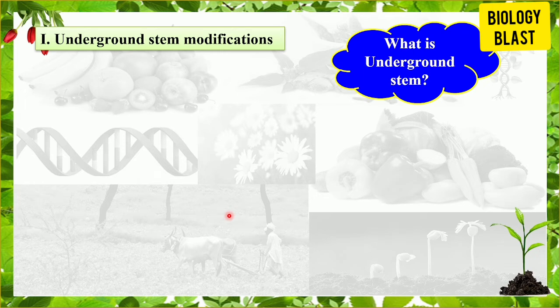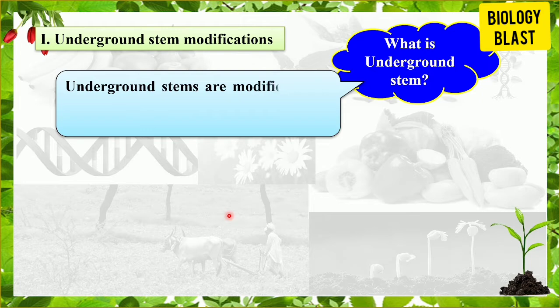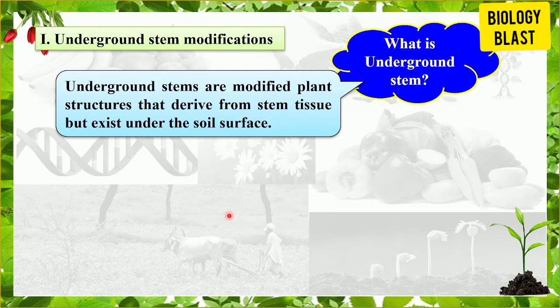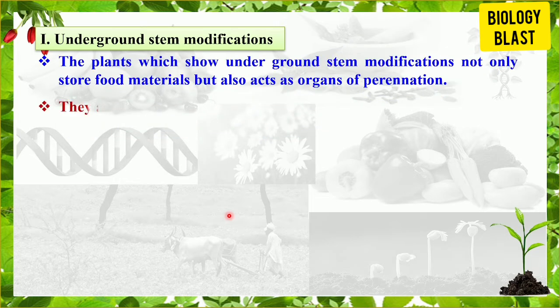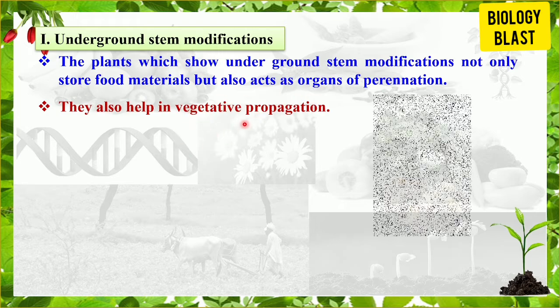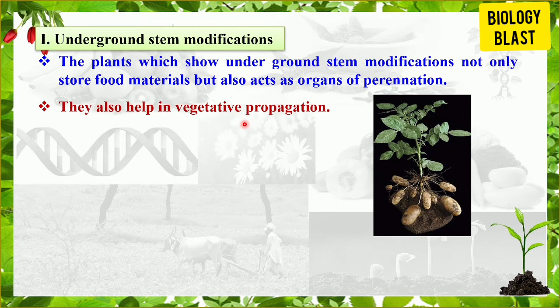What is an underground stem? Underground stems are modified plant structures that derive from stem tissue but exist under the soil surface. The plants which show underground stem modification not only store food material but also act as organs of perennation. They also help in vegetative propagation. Example, potato.